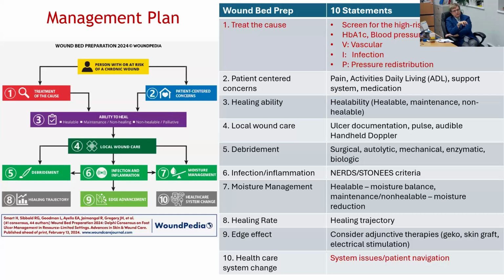If they weren't 30% smaller by week 4, they weren't going to heal by week 12. Do we need a skin biopsy, special investigations, or the interprofessional team? Well, in this case, we're already there. And we might consider a healable wound that stalled for some of the advanced therapies like the Gecko, the skin graft, electrical stimulation. And we always want to reflect on how we can make the healthcare system better.